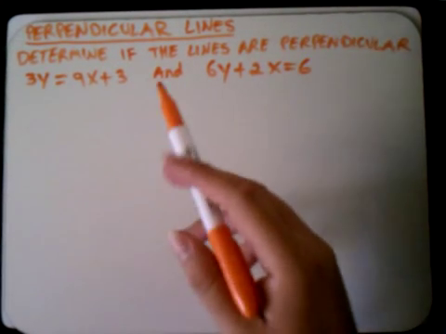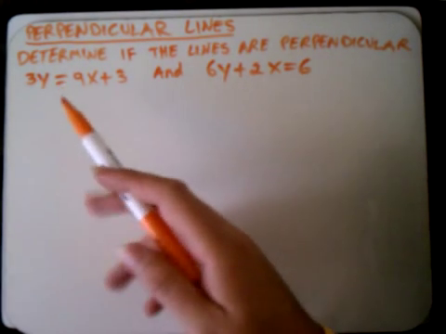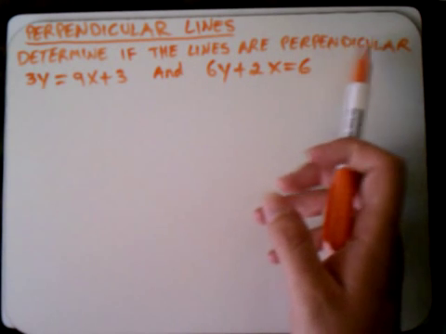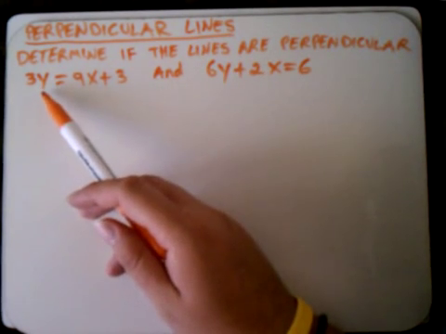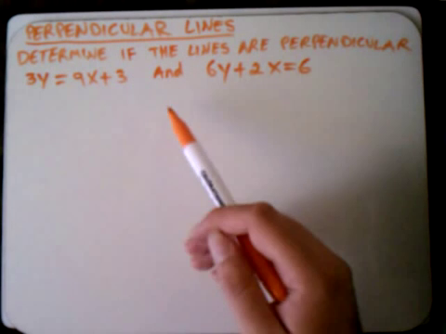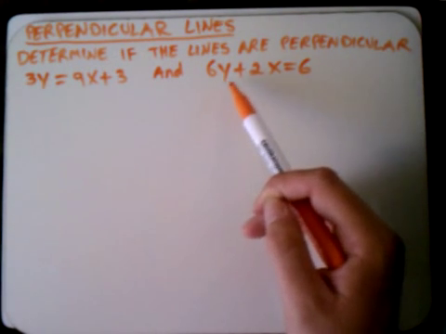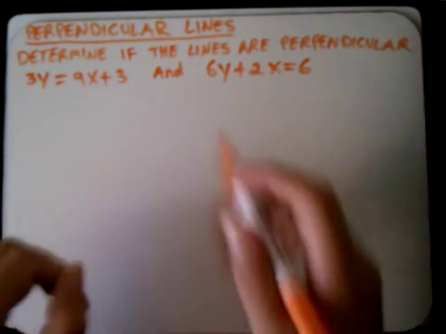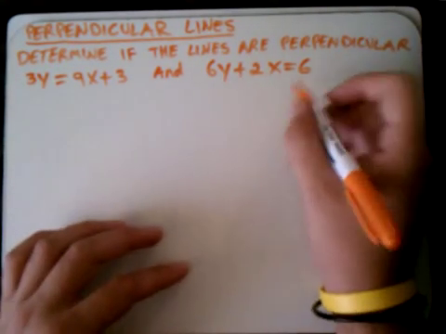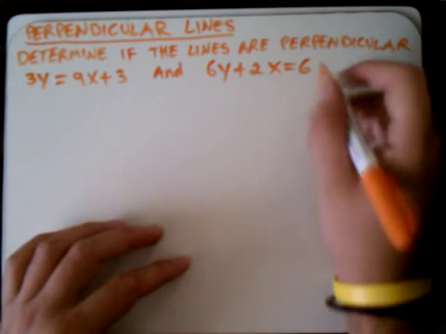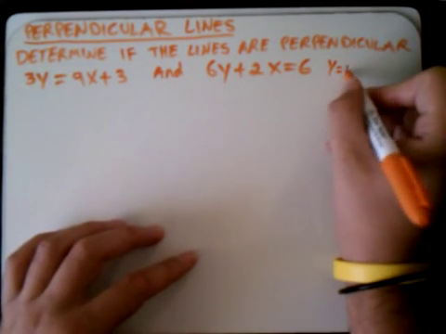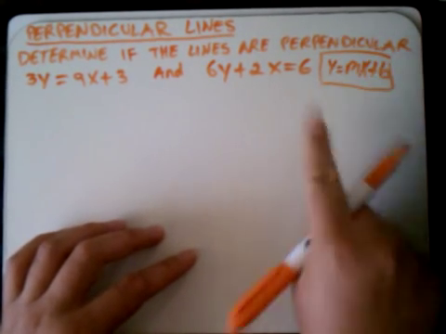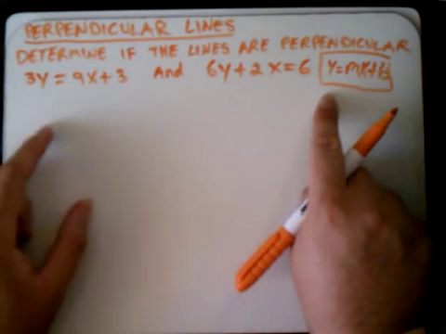Okay, so we're working with perpendicular lines. Our example says determine if the lines are perpendicular. The first line is 3y equals 9x plus 3, and the second line is 6y plus 2x equals 6. To work with perpendicular lines, we have to put these two in the form y equals mx plus b. That means we need to leave y by itself.